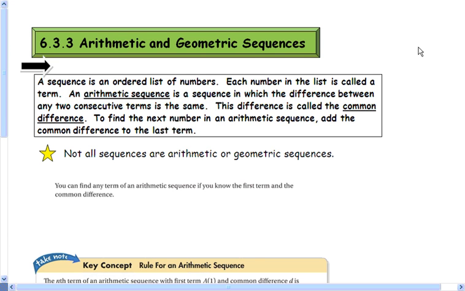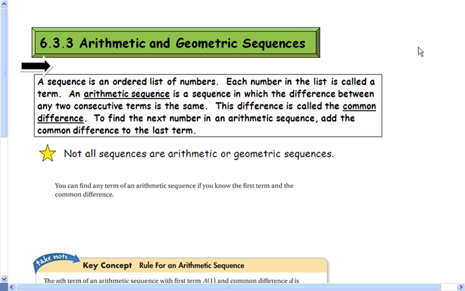Hey students, this is lesson 633, arithmetic and geometric sequences. We are going to learn how to identify arithmetic or geometric sequences, how to write a rule for those, and also how to find the next term.